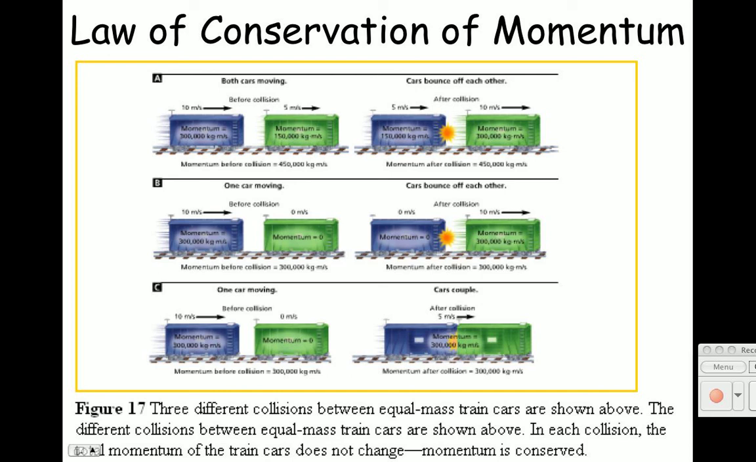When one car moves, this is kind of like what happens with pool balls. One comes in, hits it, the other one starts moving, the one stops. If you look here, momentum before is 300,000, and then after it is 300,000. When I have one car moving and the cars couple, 300,000 units of momentum, and it's moving at 10 meters per second, now the combined two of them only move at 5 meters per second, but the total momentum is still the same. It is what we call conserved.